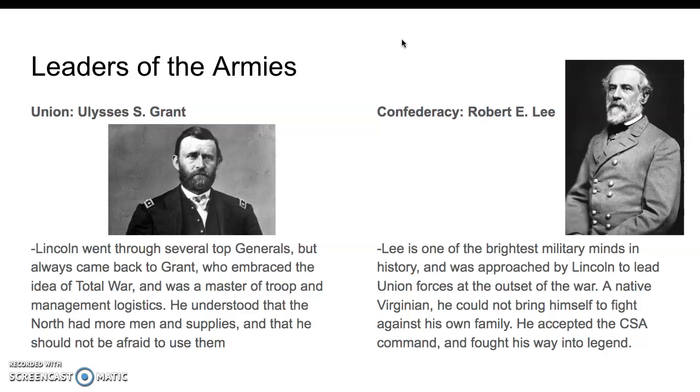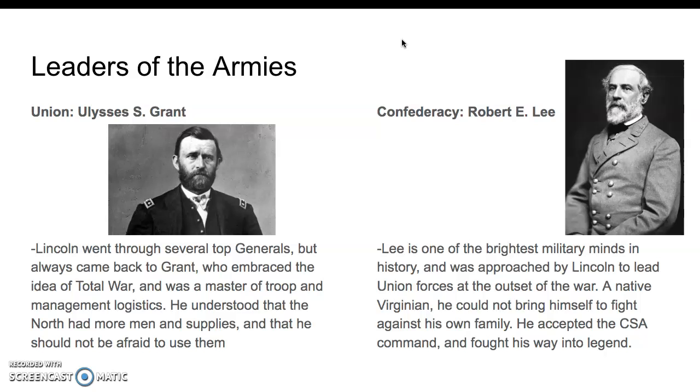several top generals, but it always came back to Grant, who embraced the idea of total war, literally destroying everything that could be of use to the enemy, whether that would be houses, food supplies, ammunition, railroads, enemy troops as well, sometimes civilians. Whatever he thought could break the spirit of the enemy, he attacked. He was a master of troop management and logistics, how to move people and supplies, because you can't have hungry men or men without ammunition fighting very well for very long. He understood that the North had more men and supplies, and that he should not be afraid to use them.